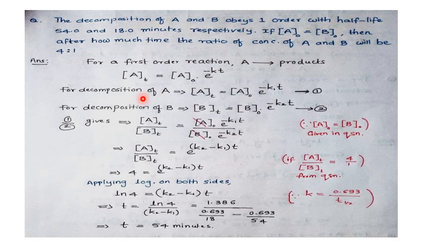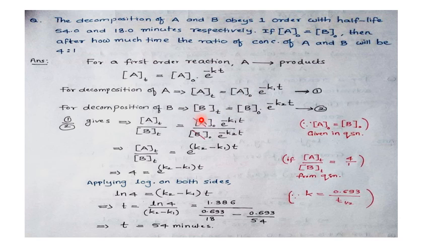Okay, check the question, decomposition of A and B. So for decomposition of A, At equal to A naught e power minus k1t. For decomposition of B, Bt equal to B naught e power minus k2t, equation number 1 and equation number 2. Just divide 1 by 2, giving rise to this and this one.